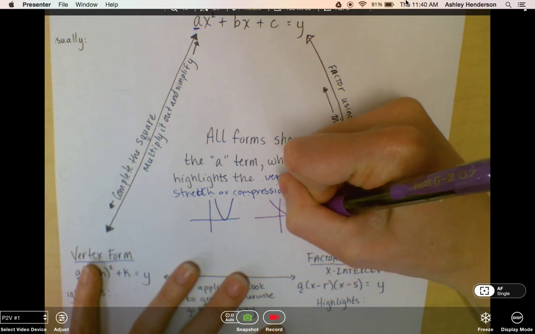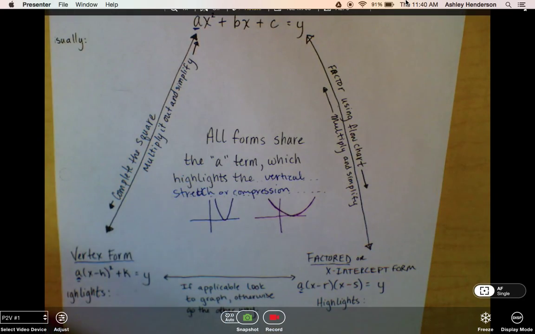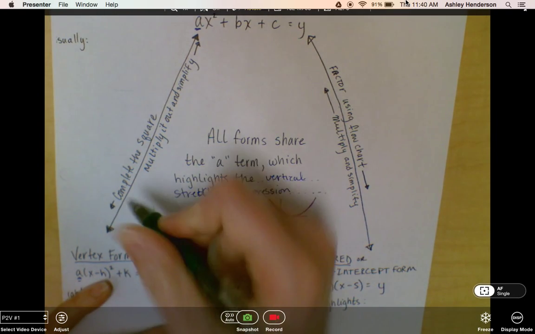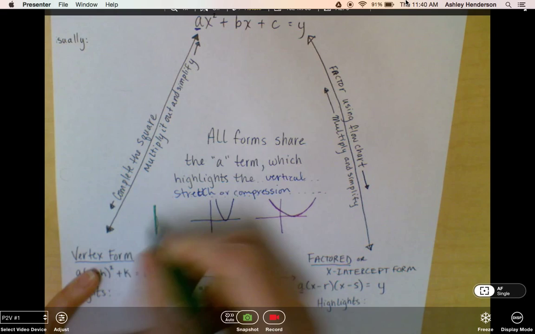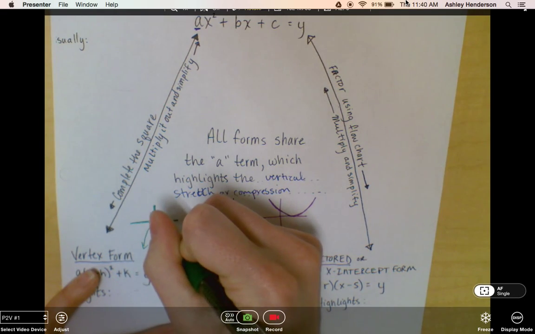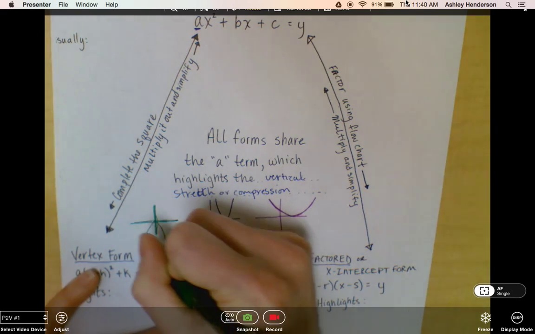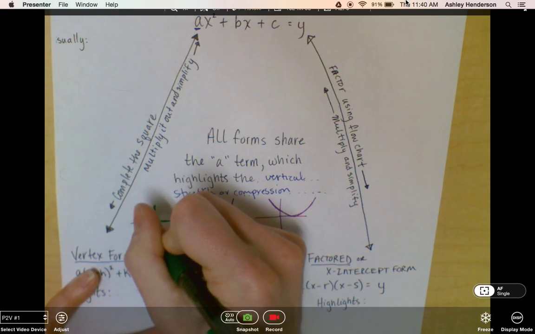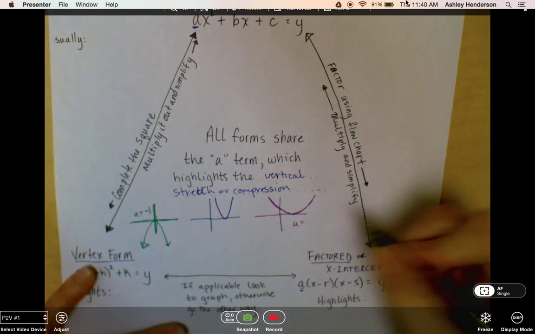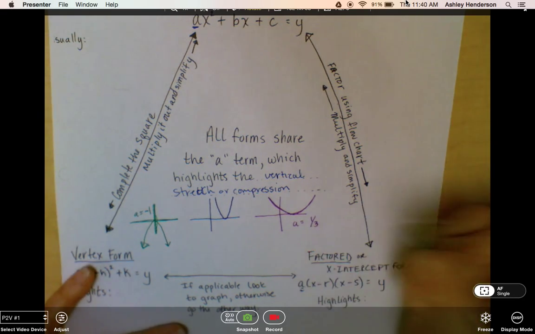It can also flip it over, which is actually more of a reflection than a stretch or compression, but it still would be the A term that would do that. So it might just flip it over. So this would be something like A equals -1, some kind of negative number. This would be A equals 1/3, something like that.